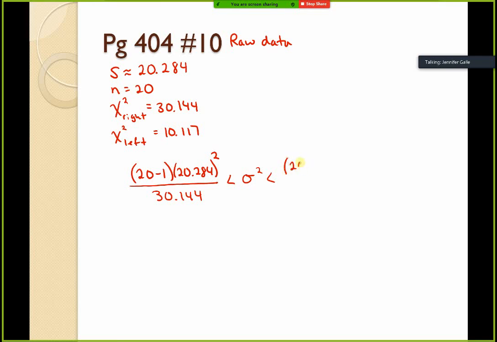Because when I divide by that bigger number, chi-square right's bigger than chi-square left. So when I divide by a bigger number, I get the smaller end of our interval. When I divide by 30.144, I'm going to get a smaller number than when I divide by 10.117. The smaller number, the minimum amount for my interval, needs to be on the left. You can put the bigger number on the left if you want, but then you have to make sure you change your inequality symbols to match.